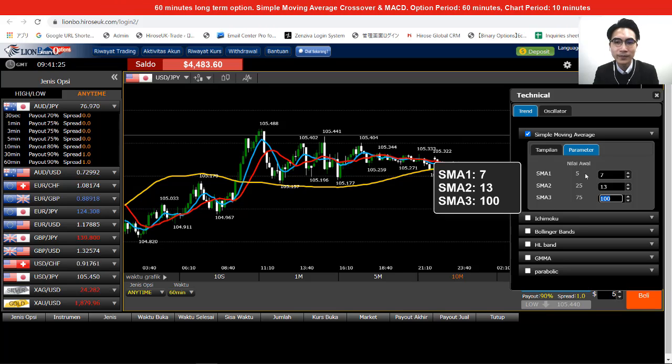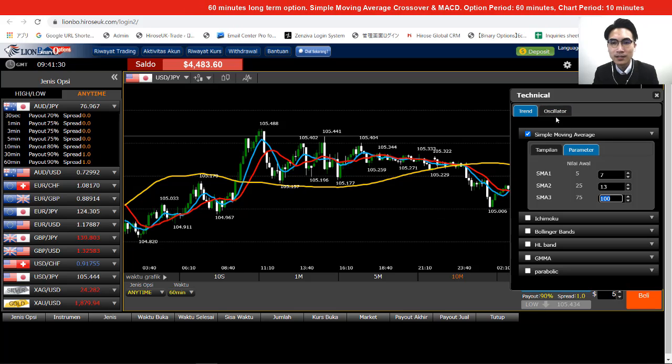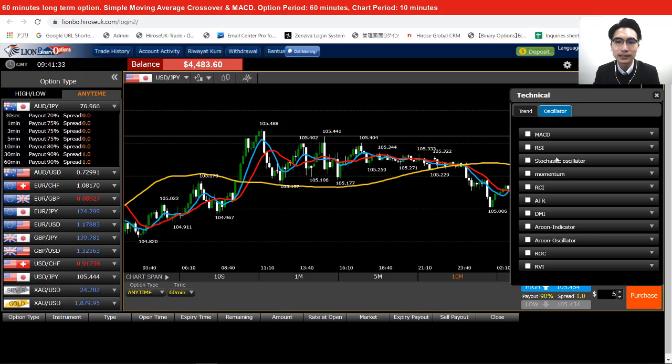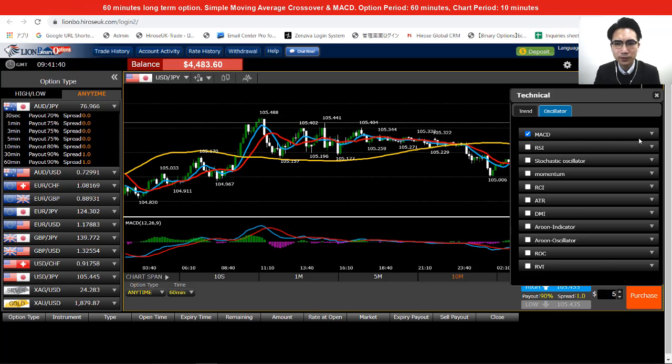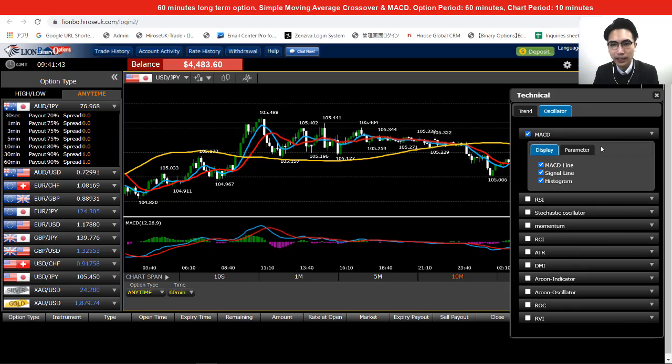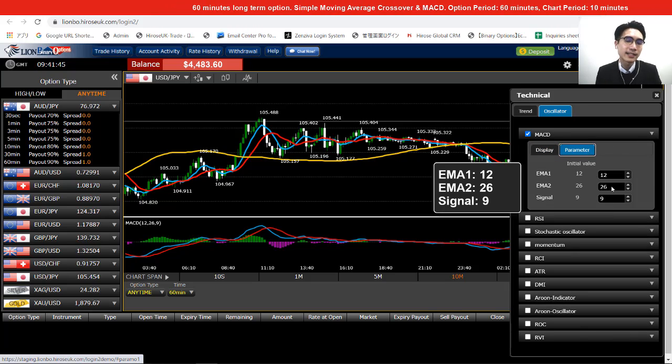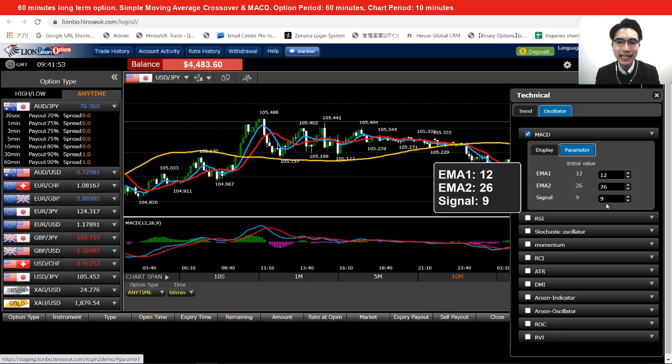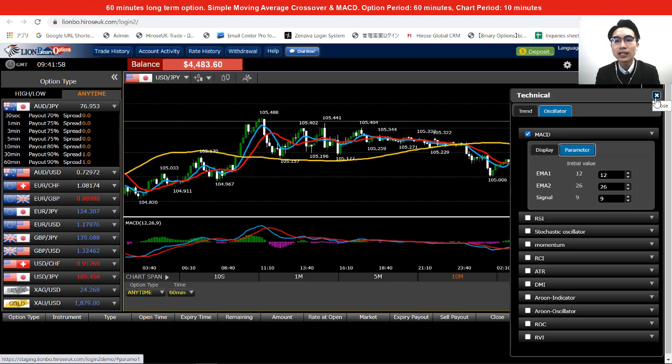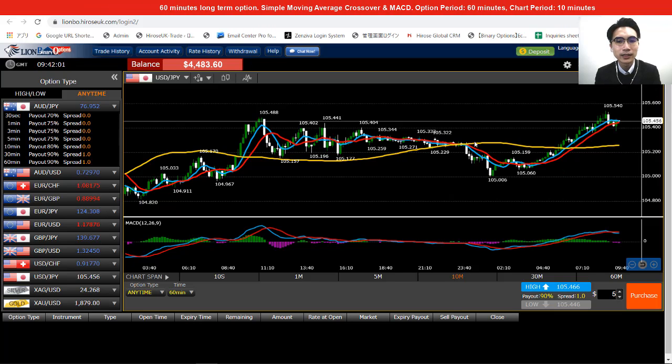After making sure of that, we'll go to the oscillator. We'll click on oscillator, and the next thing we need to select is the MACD. Put a tick on MACD, and then open the drop down for MACD. Since it's a long-term option, we will leave the parameter setting for the MACD at default, which is 12, 26, and 9. After we get that done, we can close the technical indicators window.